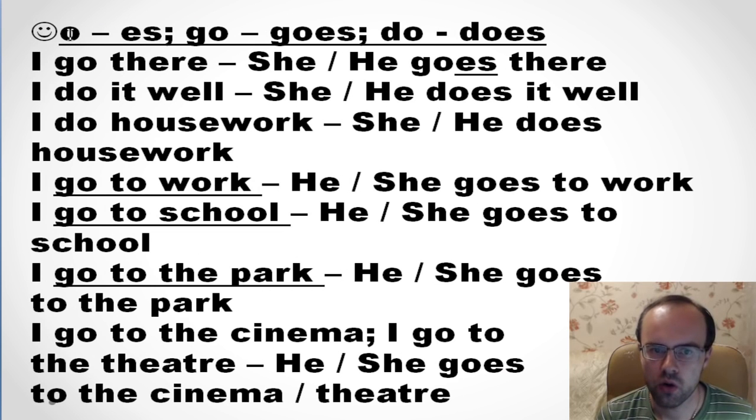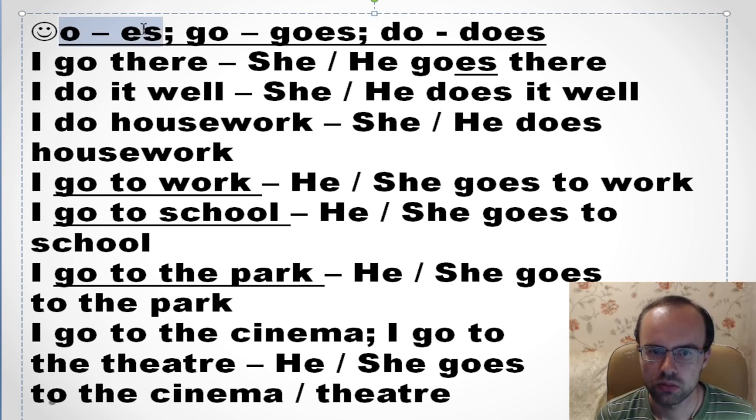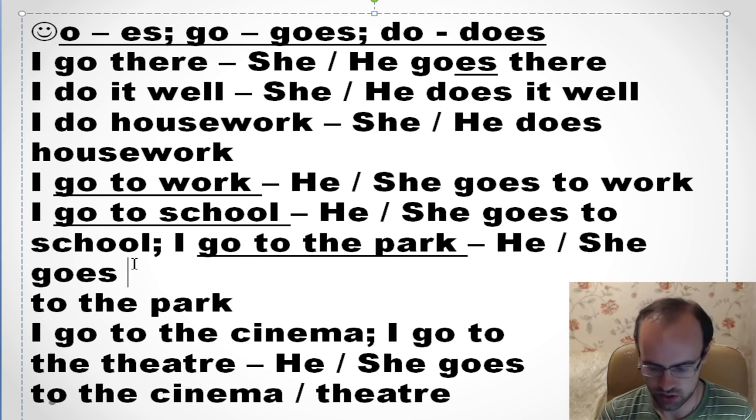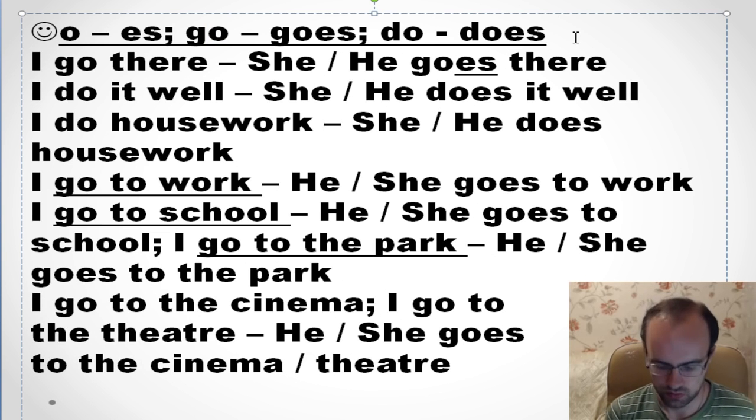If you have o at the end of the verb, look, go, you have es. Go, goes. So you have es at the end of the verb. Okay? Good. So, please look.